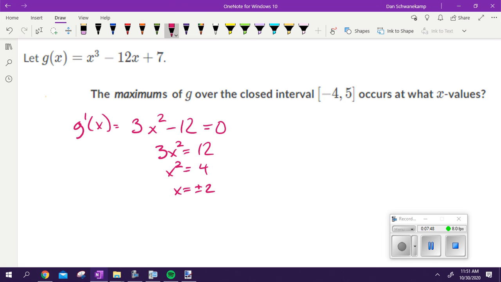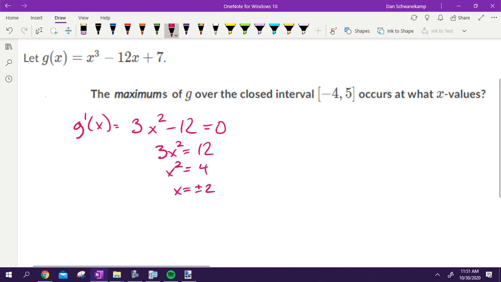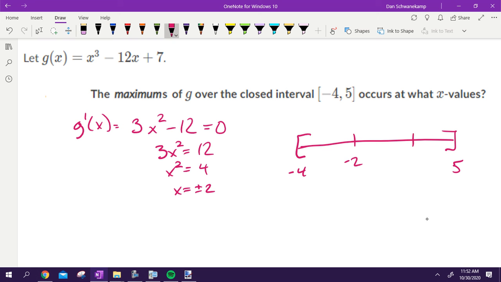So what numbers do I need to put on my sign chart? Plus or minus 2. And what else? And the endpoints. Don't forget about them. -4 to 5. We've got -2 and +2. Okay, we're plugging in some values. We are doing g prime of x, so we've got to find some values to plug in. If I plug in a number between -4 and -2, like -3, this is positive, that's negative.